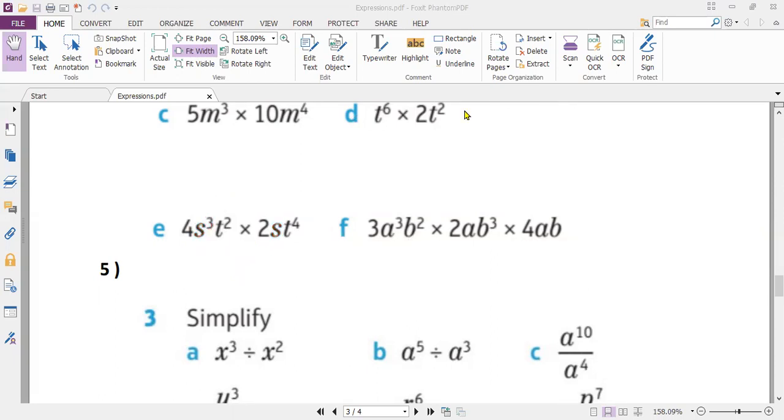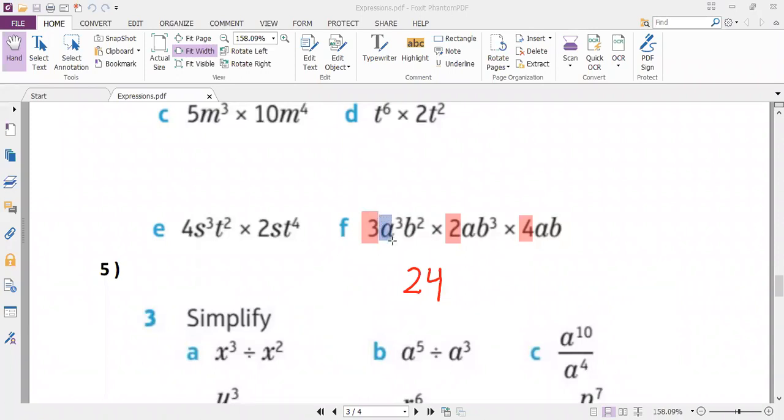Let's try this one. I have 3. They are the coefficients. Determine the coefficients and multiply them. 3 times 2, 6. 6 times 4, 24. And then look at the like terms, the like bases.